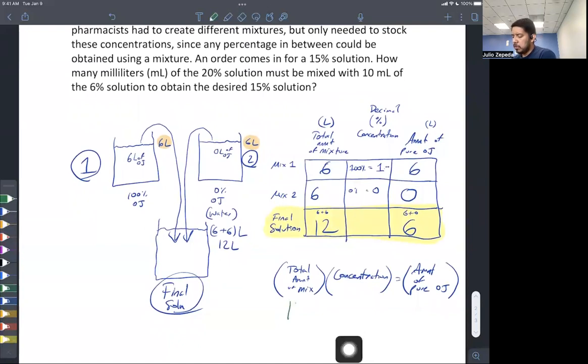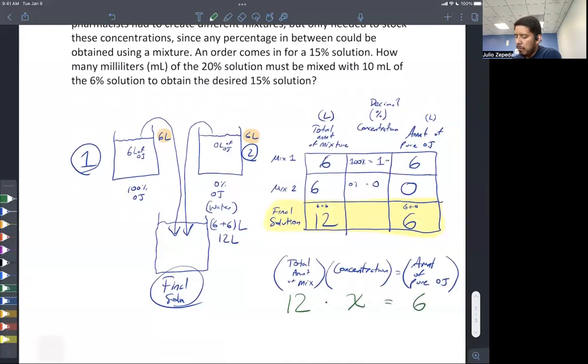So there's 12 liters in the total, 12 total liters of mixture. The concentration right now, we don't know what it is, so we'll put times X is equal to the amount of pure orange juice. The amount of pure orange juice is 6 liters. And if we divide by 12 on both sides, this is now an equation here that we can solve. X is equal to 6 over 12, which reduces to 1 over 2, 1/2, or 0.5 as a decimal, or 50%.